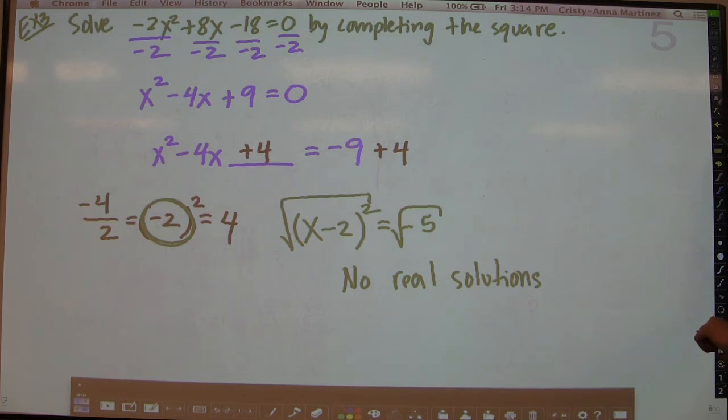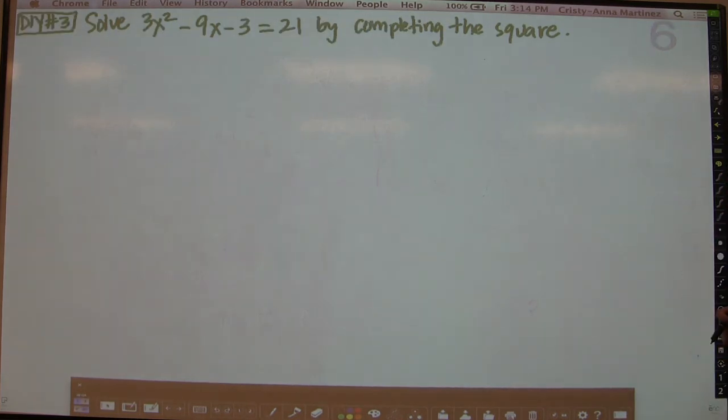All right, so here's do-it-yourself number 3, and remember that you just need to divide by 3 first, and then you can carry on like normal.